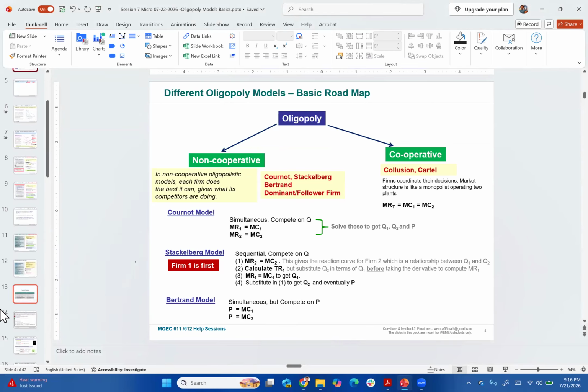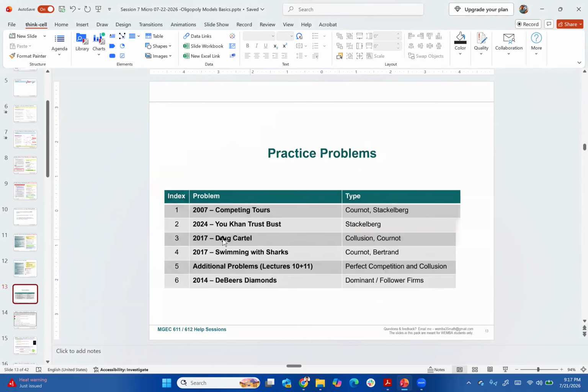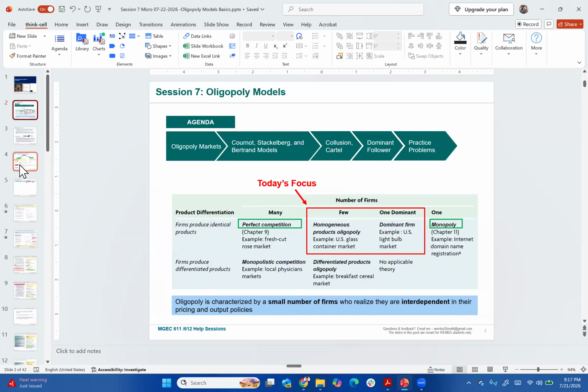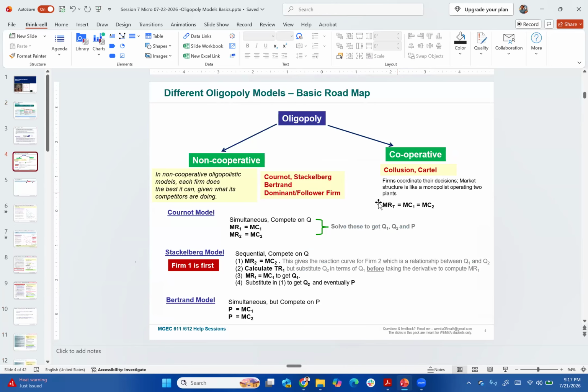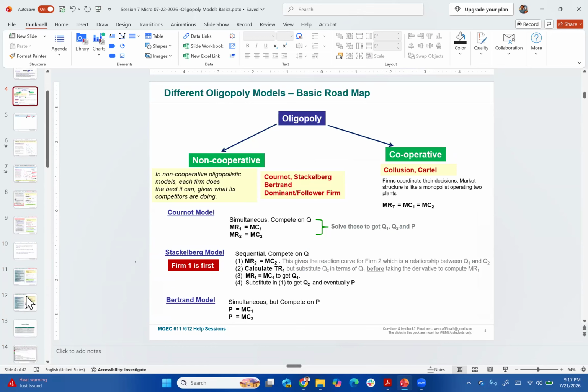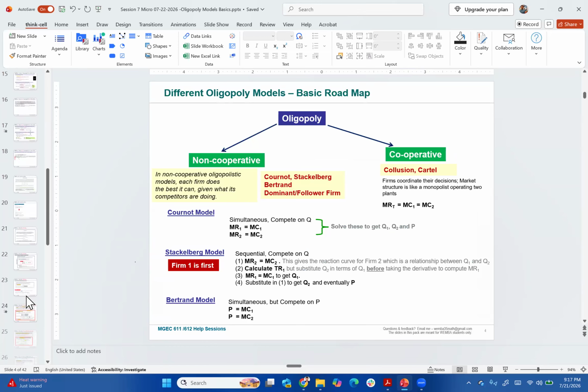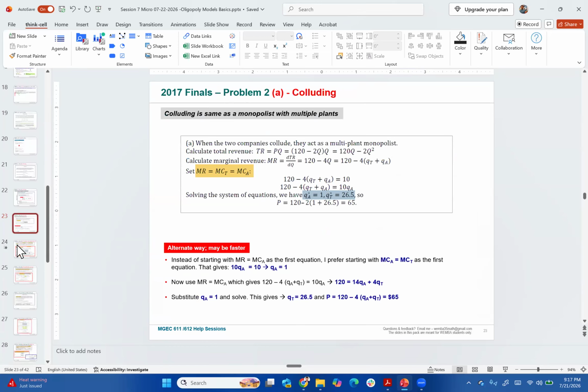Based on the same idea, now we'll do one more problem, and this time it will be a cartel problem. This is the 2017 exam drug cartel. I will have the same formula in front of me and say, okay, this is a cartel problem. What's my solution? The solution is a multi-plant monopolist. Let's see if I can solve it or not. Let's take a look. Does that help, Bio?